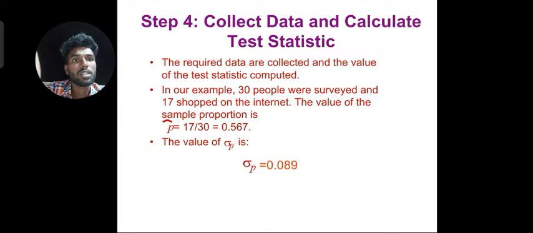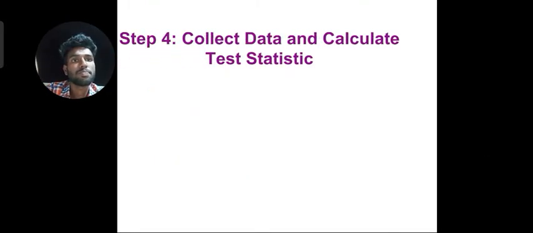In our example, 30 people were surveyed and 17 stopped on to the internet. The value of the sample proportion is p equal to 17 by 30. The value of sigma p is 0.089.